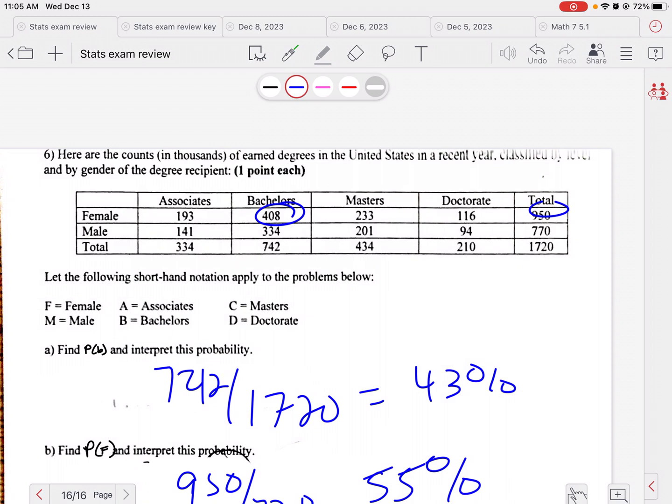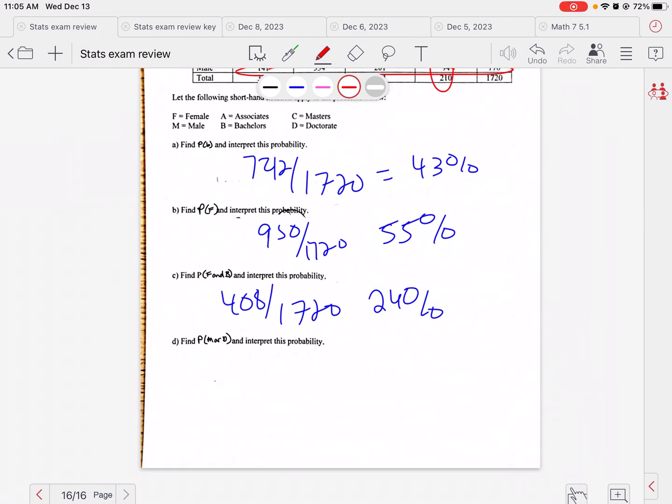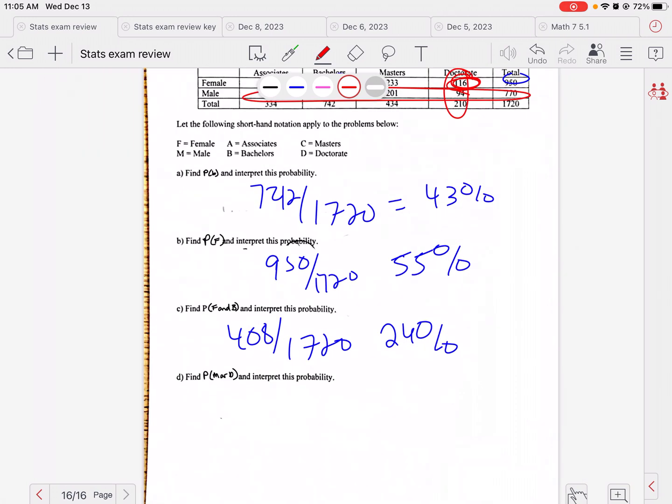M or D, again, that means all my males, okay, 770, or they have a doctorate, okay? Again, we don't want to double up on that 94, so I'm just going to add in my extra 117. So 117 or 116, I can't read. 116 plus 770 is going to give me a whopping 886 out of my 1720, because that's the total number of students, or total number of people, I'm sorry. 52% if I run correctly.